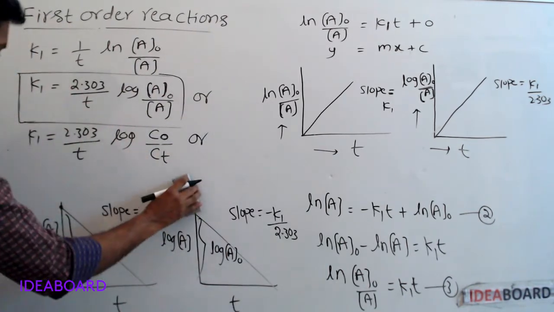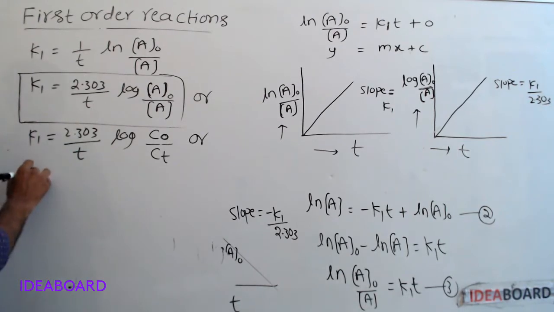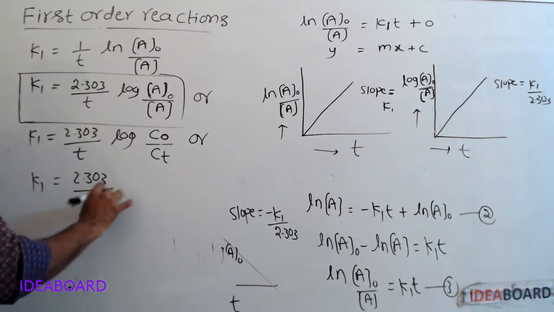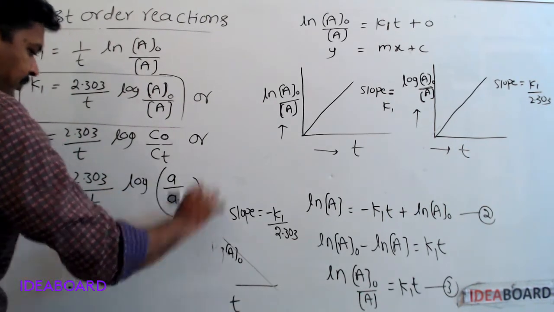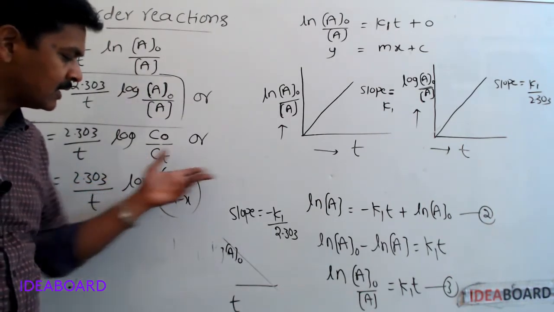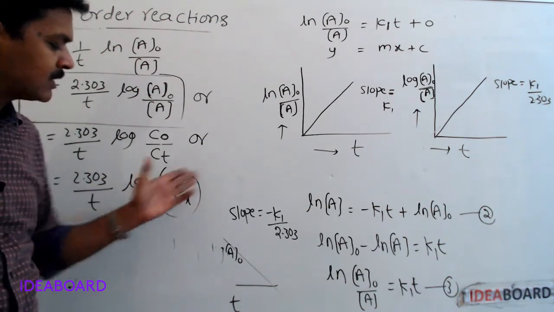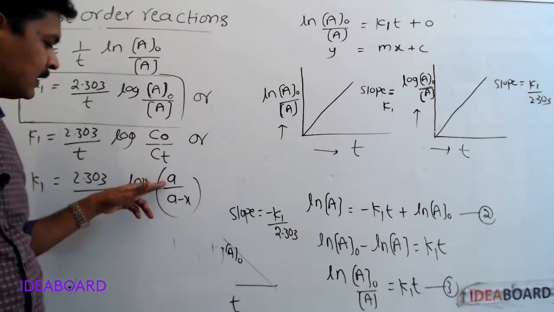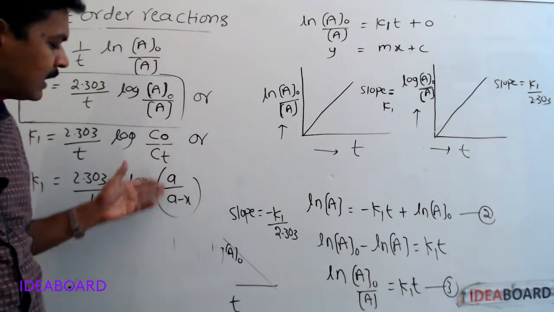Or we can write like this also. k1 is equal to 2.303 by t log of a by a minus x. Here a is the initial concentration of the reactant, and a minus x is the concentration of the reactant after some time. We can write it in different ways.